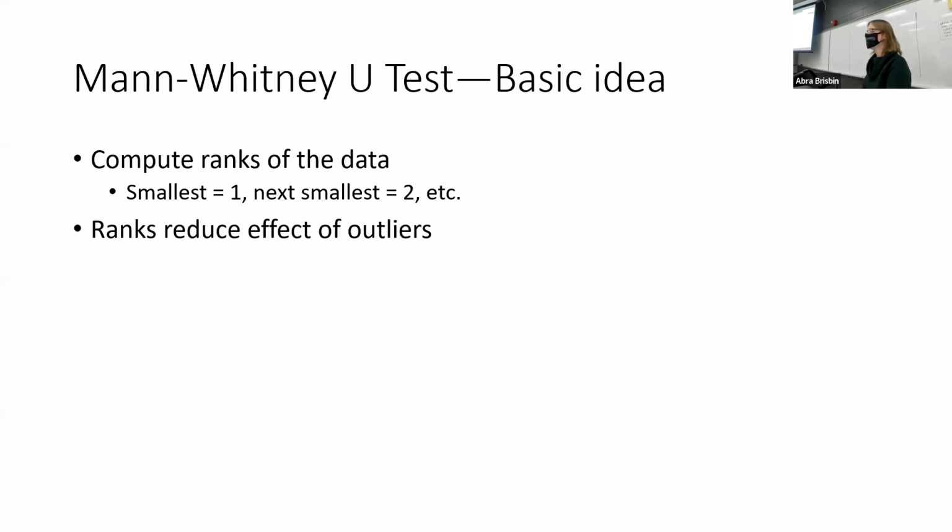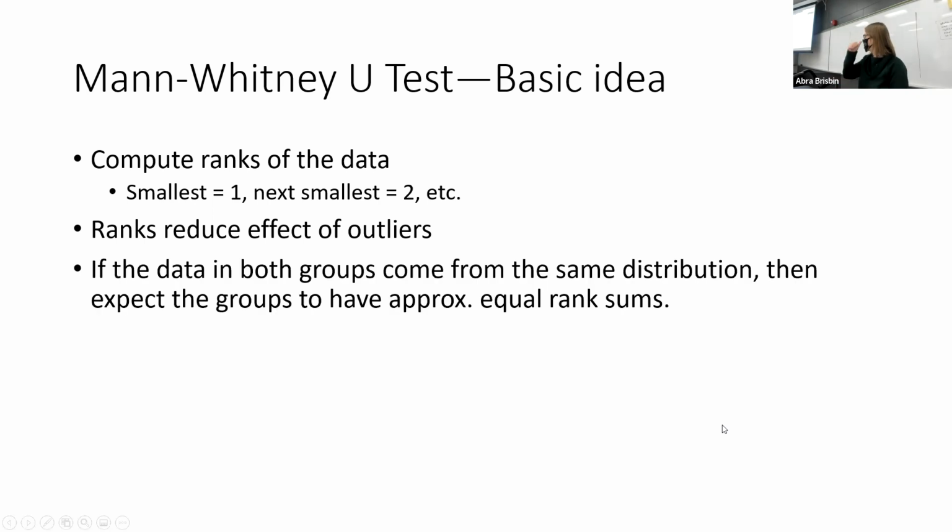We no longer care whether the smallest value in this data set is 0 or 35, like one smaller than the next smallest value. All we care about is that it's the smallest value. So that reduces the impact of skew. And then the idea is that if the data in both of the groups came from the same distribution, then we expect the groups to have approximately equal sums of the ranks.